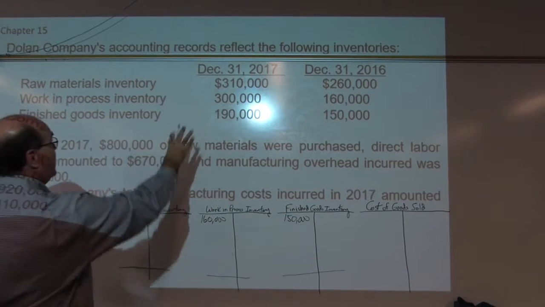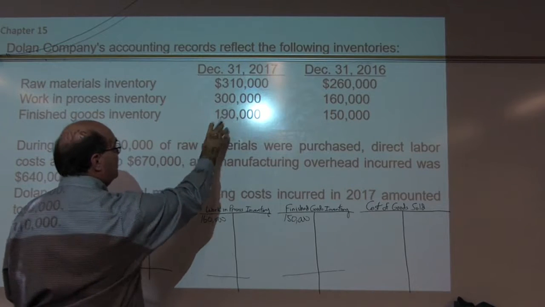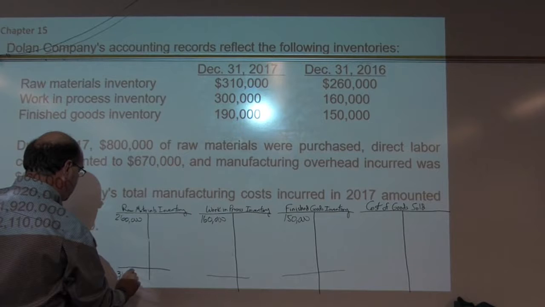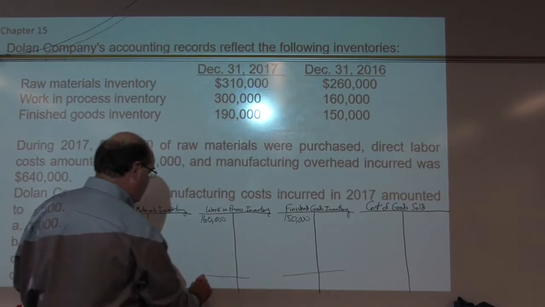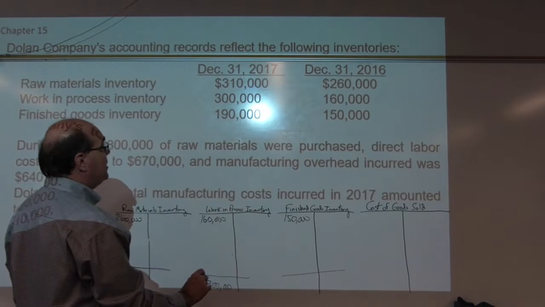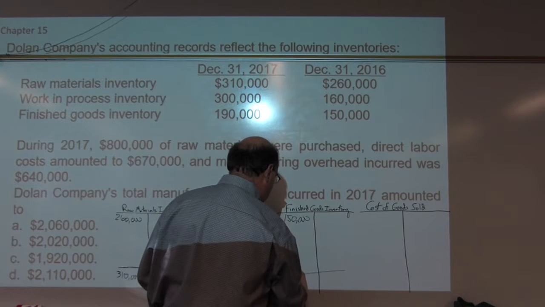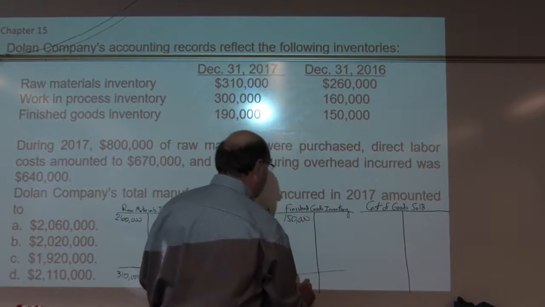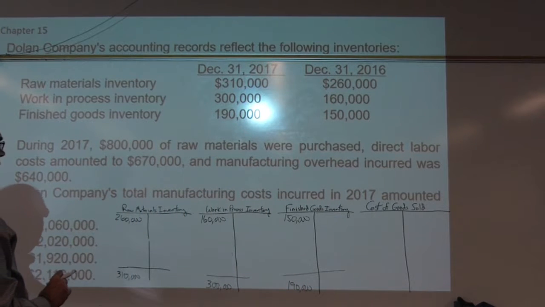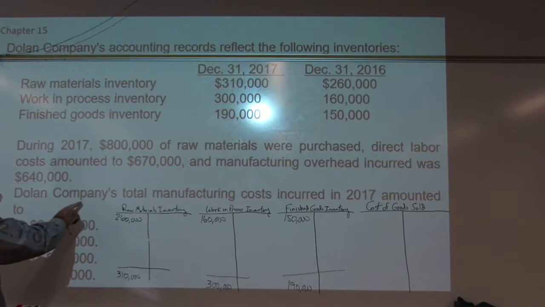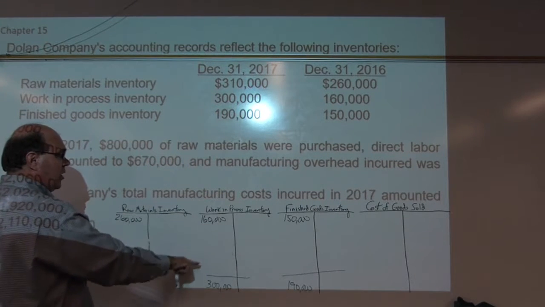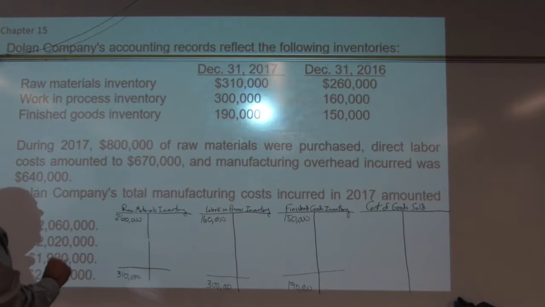And then it says my ending inventory, because this is the end of 17, was $310,000 in raw materials. This was $300,000 in work in process, and $190,000 in finished goods. By the way, what am I looking for? Oh, I'm trying to find total manufacturing cost. Okay, I know that's going to be part of my work in process. So I'm looking for a number in here when I'm done.